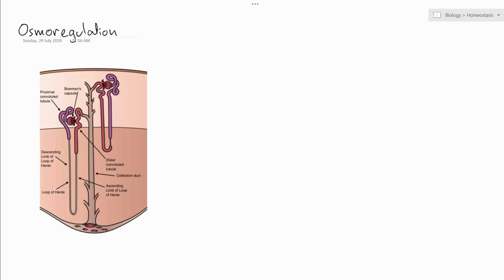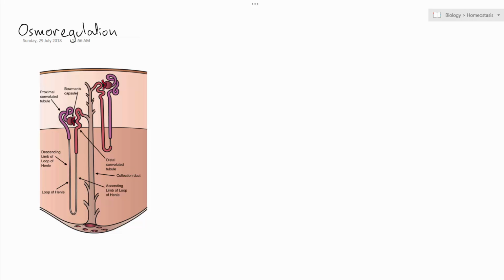Osmoregulation is the process of the body regulating the amount of water that it contains. This is to ensure that the solute concentration within the blood stays within its tolerance range, and this is mainly done through the control of how much water the kidneys reabsorb and how much water the kidneys allow to pass out of the body through urine.